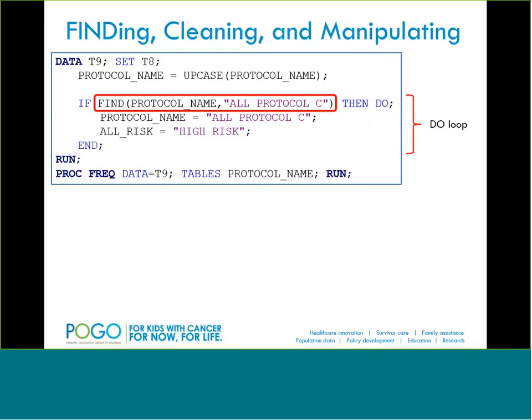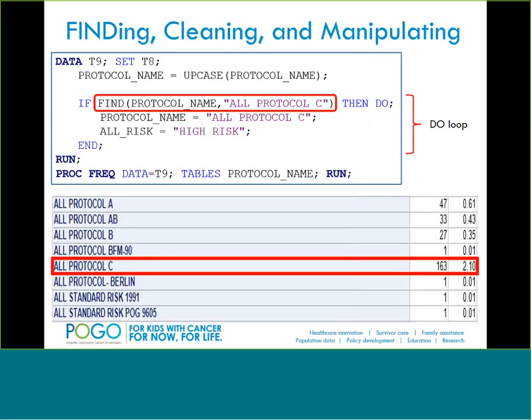And that's all I want you to do. So I'm going to close that do loop with an end. And then once I run the proc freq on this new data set that I just created, I want to see what exactly happened to my protocol name using the find command. And here is what we get. So all the different permutations of ALL protocol C dash modified, ALL protocol C space modified, what have you, it's all been collapsed into a single variable called ALL protocol C. And that's because SAS searched that variable for exactly what I told it I wanted, which was ALL protocol C.